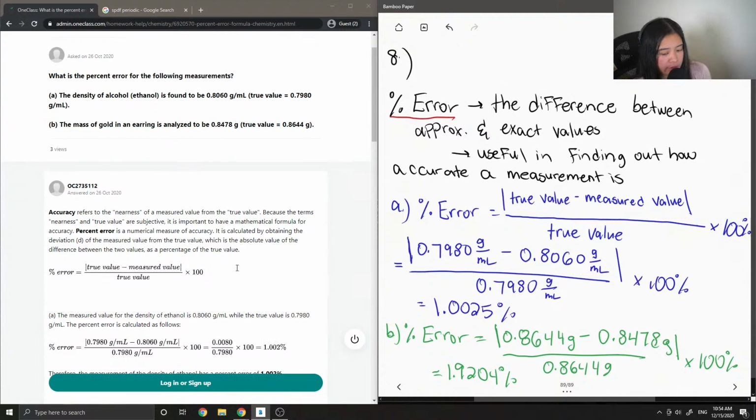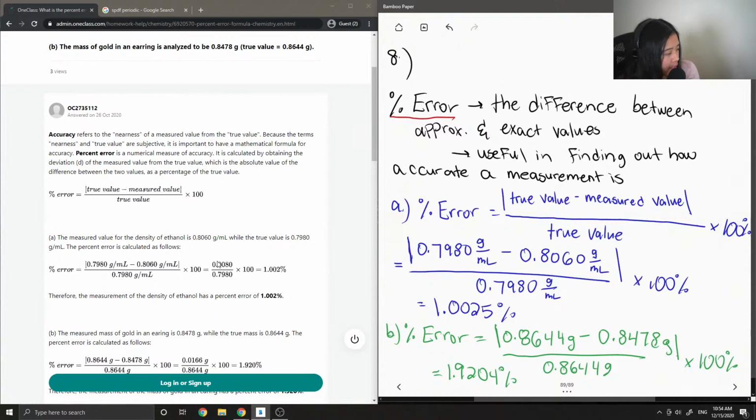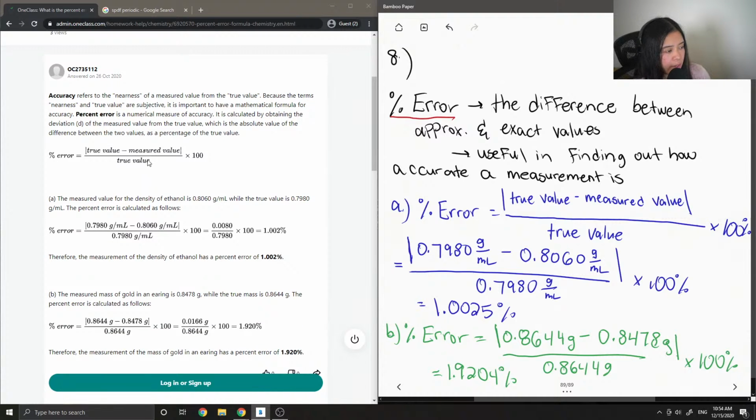Let's see what the junior tutor said. Accuracy refers to the nearness of a measured value from the true value. Because the terms nearness and true value are subjective, it is important to have a mathematical formula for accuracy. Percent error is a numerical measure of accuracy. It is calculated by obtaining the deviation of the measured value from the true value, which is the absolute value of the difference between the two values as a percentage of the true value.